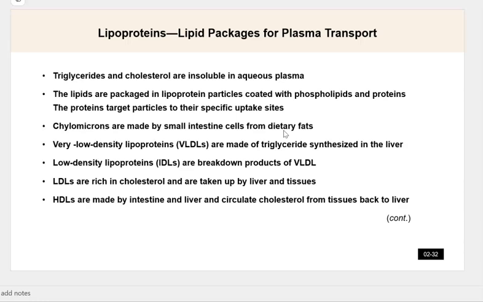This process is very important to understand when you get into the cardiovascular system and when you're talking about cholesterol levels and how to manage high cholesterol and high triglycerides, because it's within this system that we've developed our medications to disrupt these pathways.